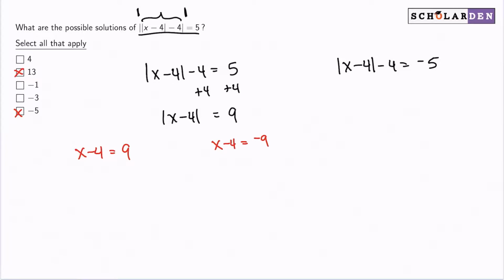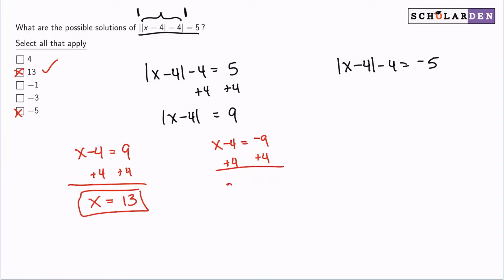So that's the point there. Now let's solve by adding 4 on both sides, giving us x equals 13. That's why 13 is one of the answers. And then here we'll add 4 to both sides, and we'll receive x equals negative 5. So again, if we insert either of those values for x into our equation, we will see 5 is the answer. So try it out.